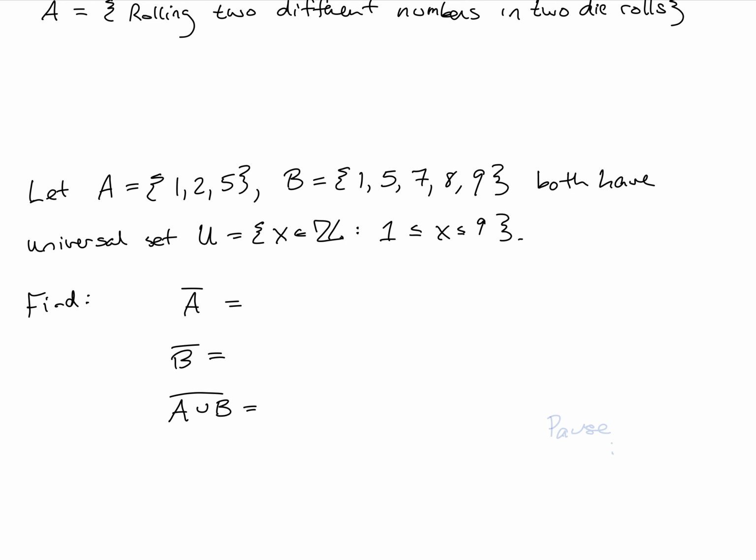Let A be the set 1, 2, and 5, and B be the set 1, 5, 7, 8, and 9. We are defining that both of those have the universal set U being integers between 1 and 9 inclusive. Given that, find A complement, find B complement, and find A union B complement, just as quick practice. So pause and find those sets quickly.